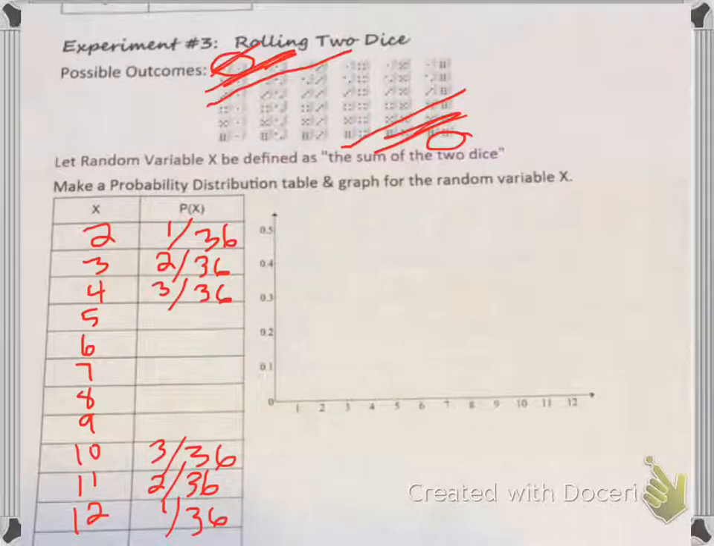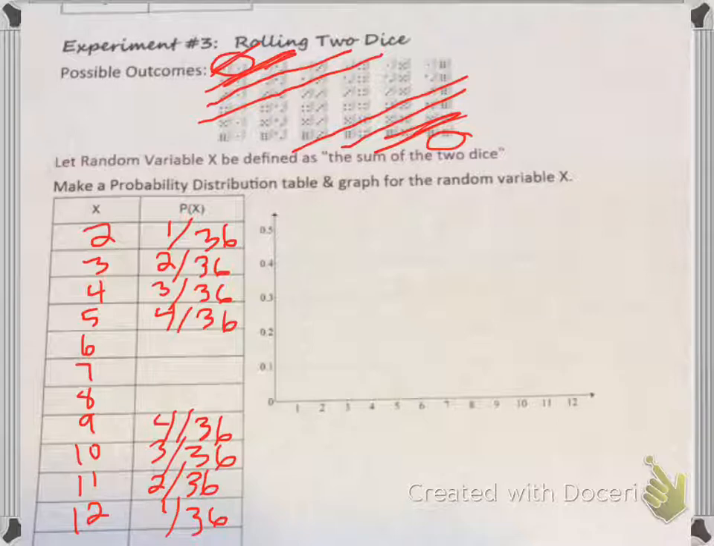Coming back up to looking at the numbers that add to 5, there's 1, 2, 3, 4 of them. So 4 out of 36. Also coming down and looking at the ones that add up to 9, there's 1, 2, 3, 4 out of 36. Doing the 6s right here on this column, 1, 2, 3, 4, 5 out of 36.